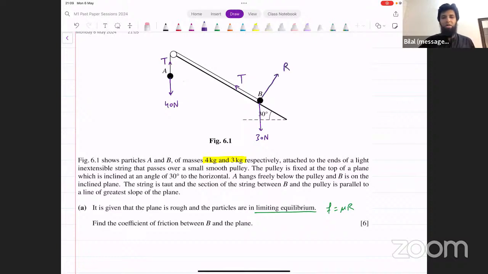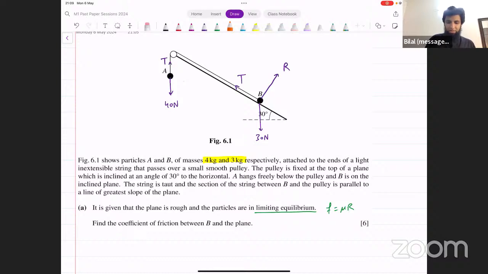Since they're talking about limiting equilibrium, that means there's friction as well. Where does friction act? We would actually have to think about that. Are the particles about to move up the plane or down the plane? We are not given that, so we'll have to figure that out. Which direction are the particles just about to move in? It's not clear from here. They don't give us that information.